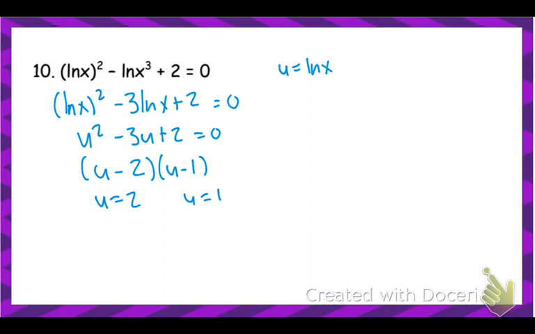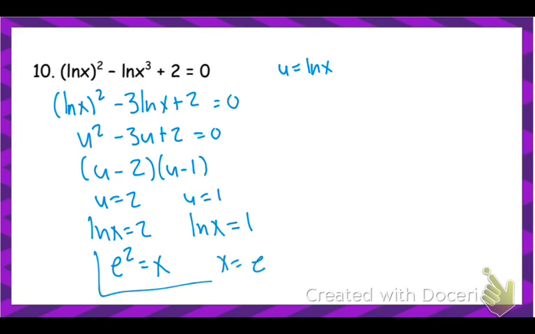But again, we're not solving for u, we're solving for x. So I need to go back and plug back in what I originally substituted. So ln of x is equal to 2, ln of x is equal to 1. Now I can solve these by writing them in exponential form. So I get that x is equal to e squared and x is equal to e. So I have two answers for this question.